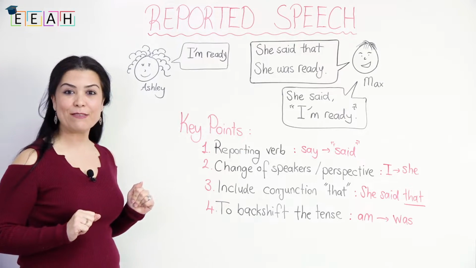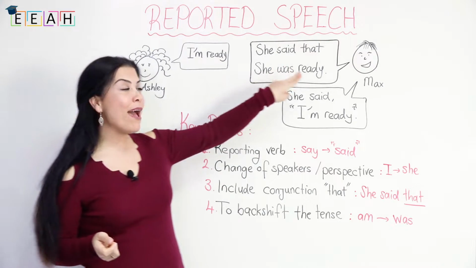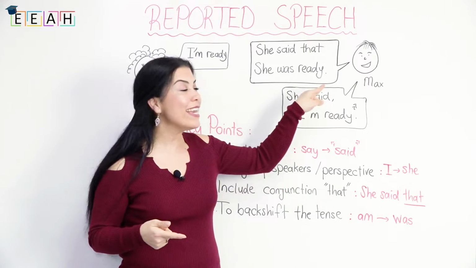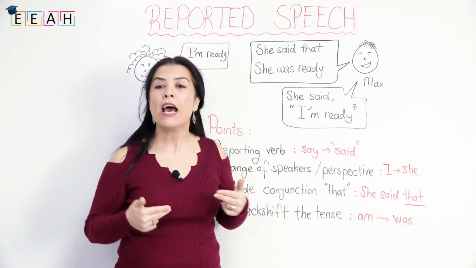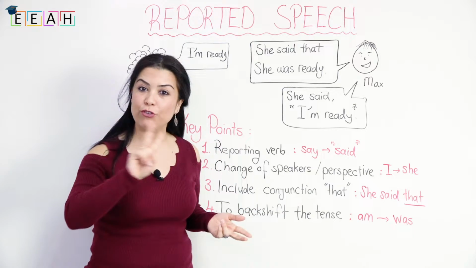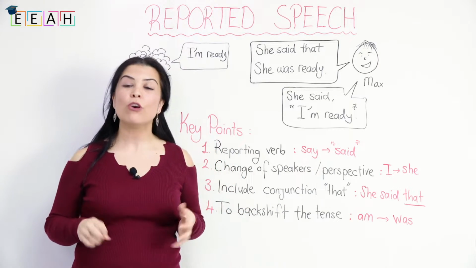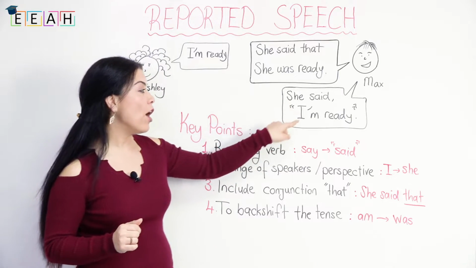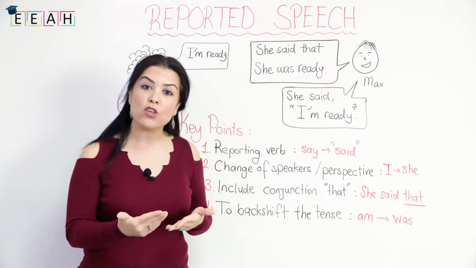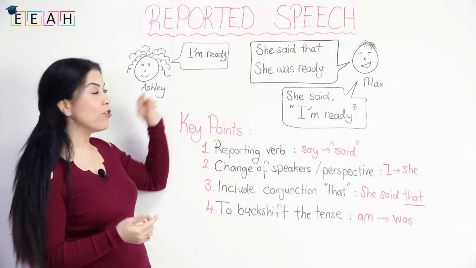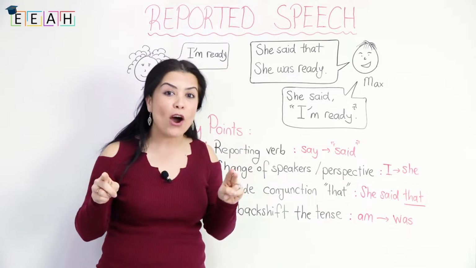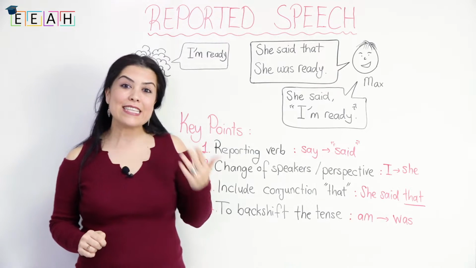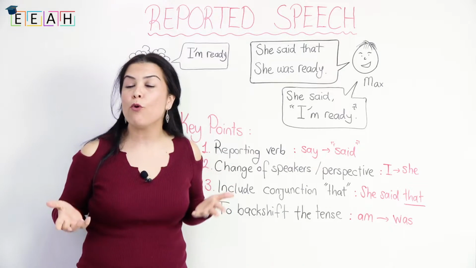Well, Ashley says, "I'm ready." And Max is here to tell me what she has said. So he is reporting to me, right? How can he report? In two different ways. He can use direct speech, as in this example. She said, "I'm ready." It's direct speech because he uses the original sentence, "I'm ready," but in quotation marks, you see? Or he can simply report it using reported speech.